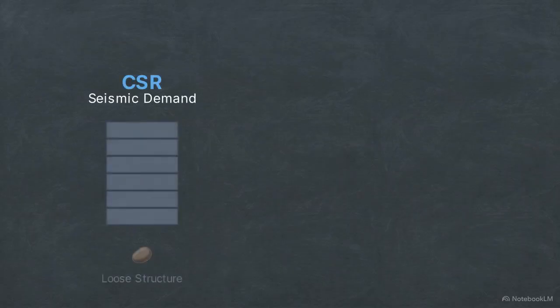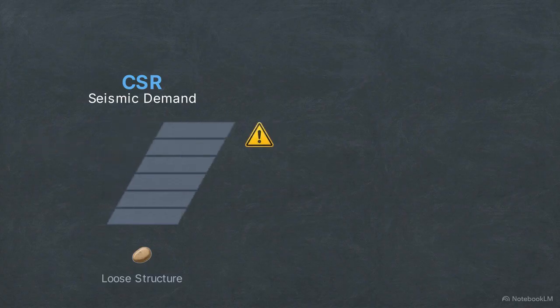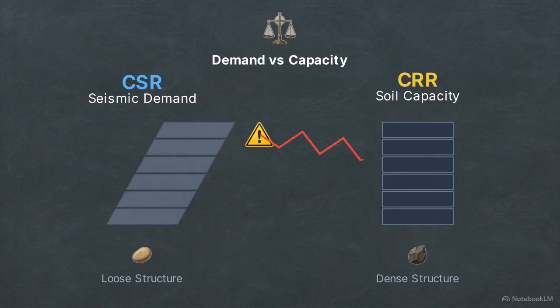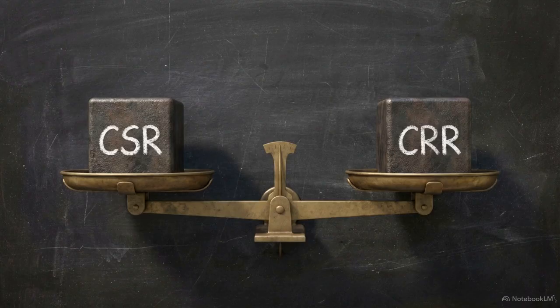This procedure begins by calculating the cyclic stress ratio, or CSR. This represents the seismic demand, exactly how violently the earthquake will shake a specific column of soil. That demand is compared against the cyclic resistance ratio, or CRR. This is the soil's inherent capacity to resist that specific intensity of shaking without liquefying. Liquefaction is a strict, deterministic balancing act between seismic demand and geotechnical capacity.